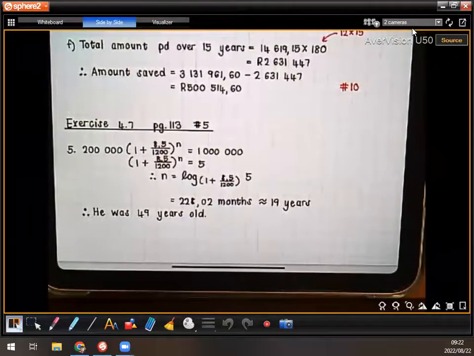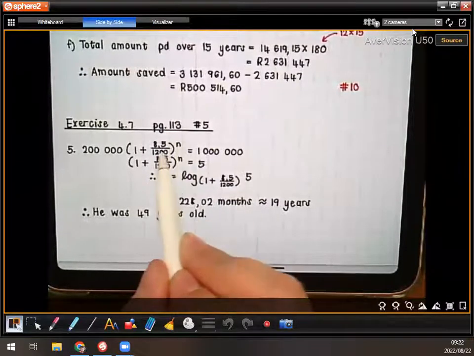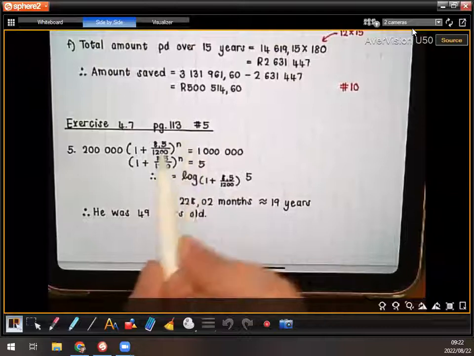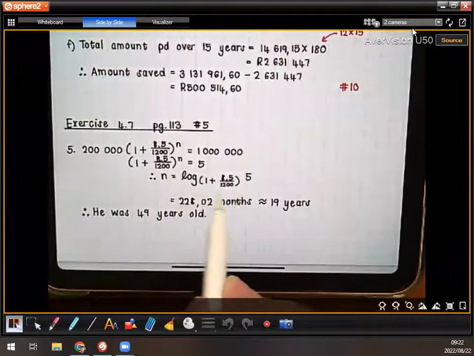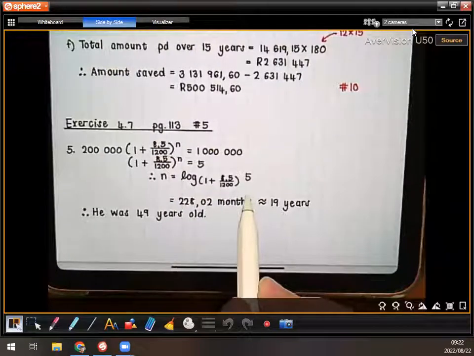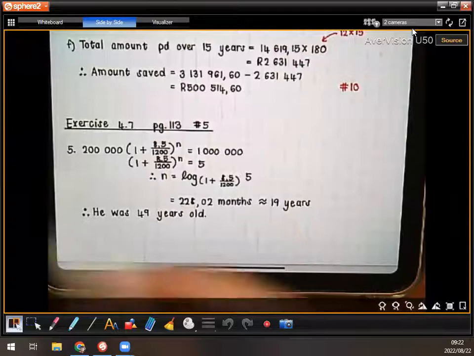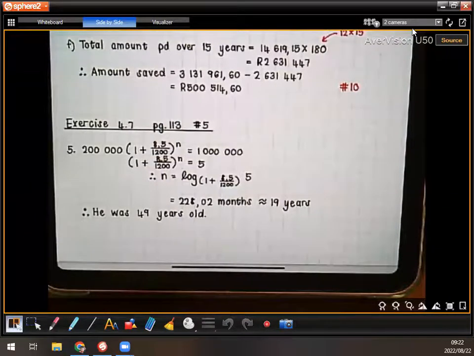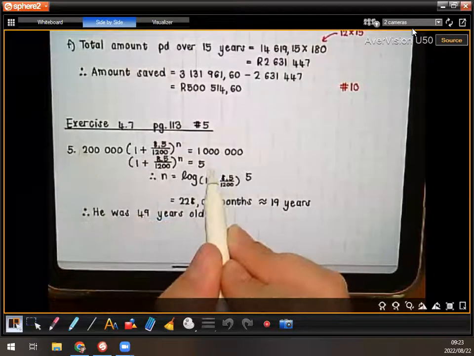And then if it was 228, now you must be careful here, guys. Because it's compounded monthly, n is the number of months. So if you're getting 228.02, that's months. You would have to divide that by 12 to get your number of years. It was 19, something, I think. So he would have been 49 years old. Because you take this million divided by 200,000.